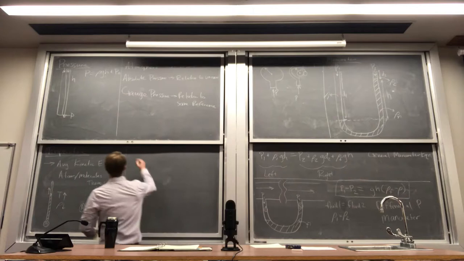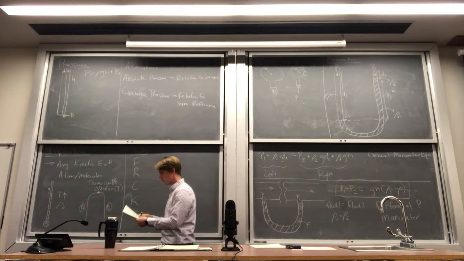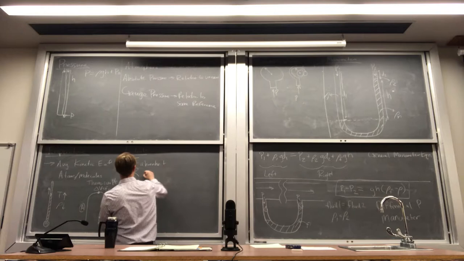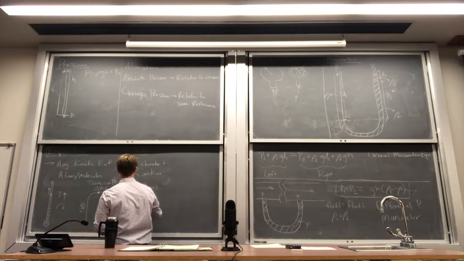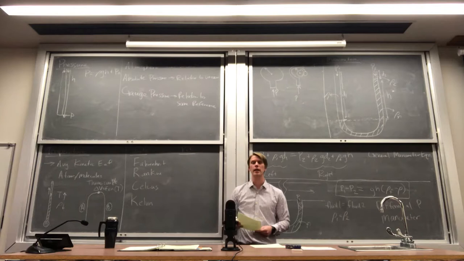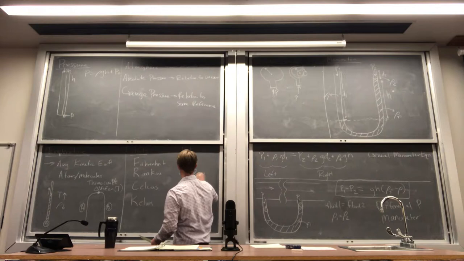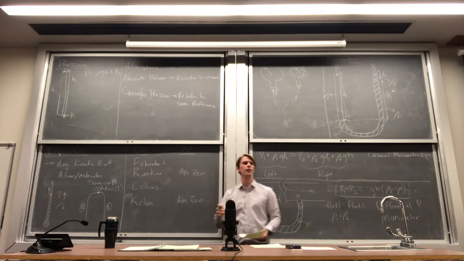Okay, so the units of temperature that we will most commonly see are Fahrenheit, Rankine, Celsius, and Kelvin. Let me write them out. Now, the reference states are what's mattering here. So let's start off with the simple ones. Rankine and Kelvin, the reference state is absolute zero. Meaning that zero Kelvin and zero Rankine means the coldest that we can ever get to.